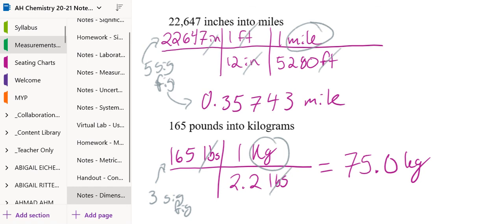So if you just get in the habit from the very beginning of always keeping up with significant figures, it may take you 10 extra seconds when you're in the moment, but it will pay off having to go back and search through and figure out where you dropped zeros in the end.